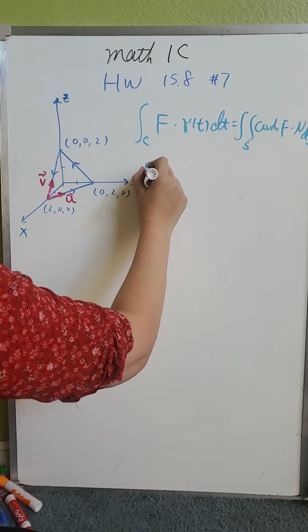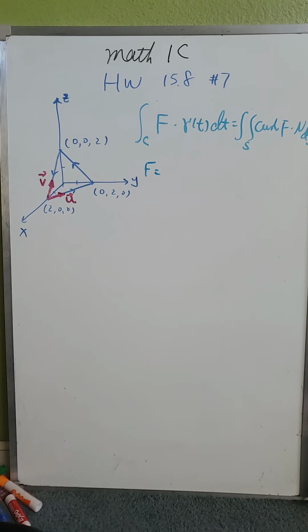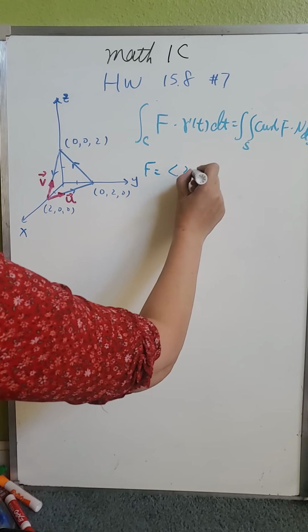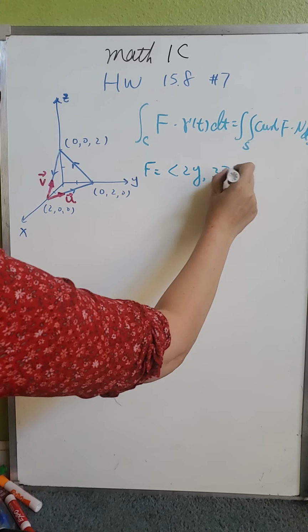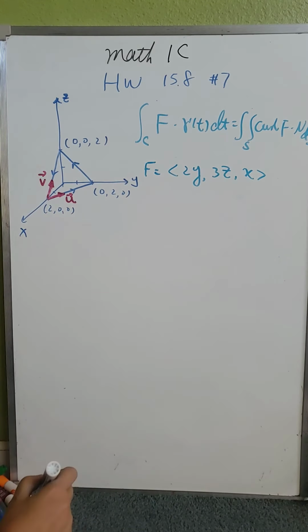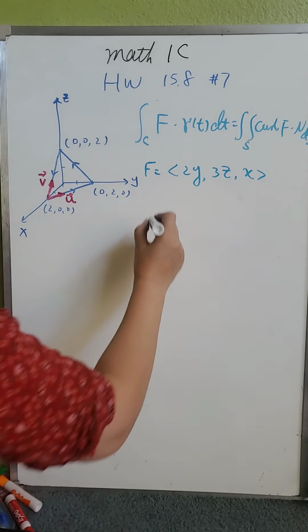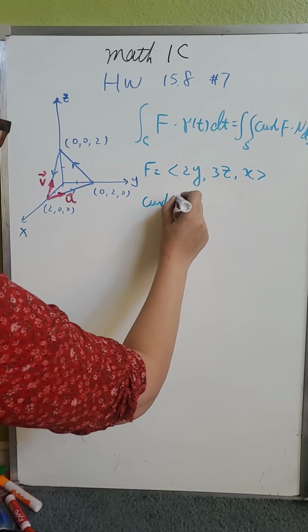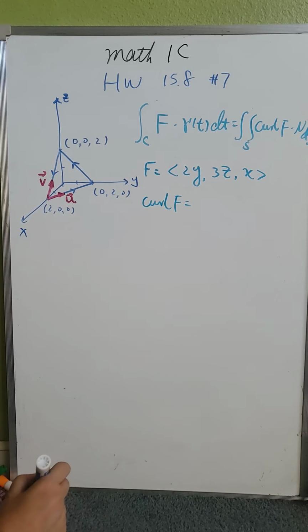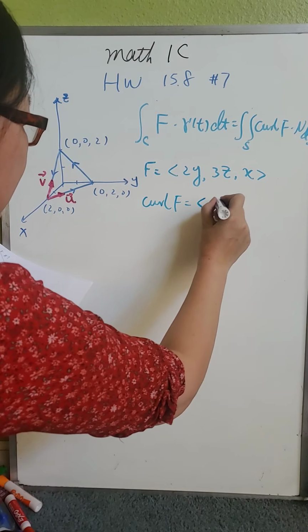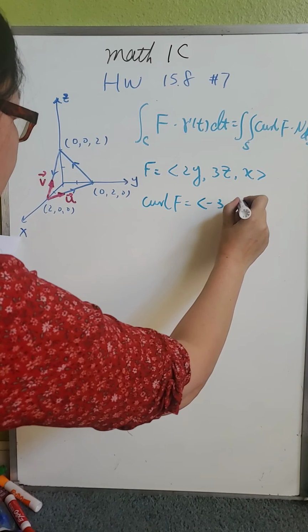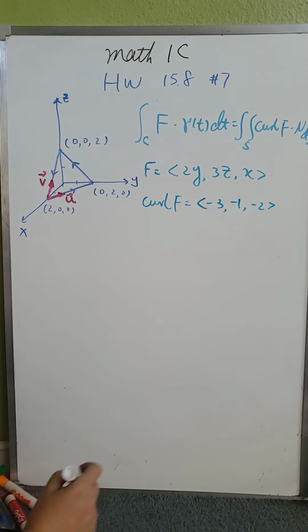So we are given F is equal to 2y, 3z, and x. Okay, and that's the F. And then we're going to find the curl. You know how to find the curl, so I'm not going to do it here, but I'll tell you what I get. The curl comes out equal to -3, -1, and -2.